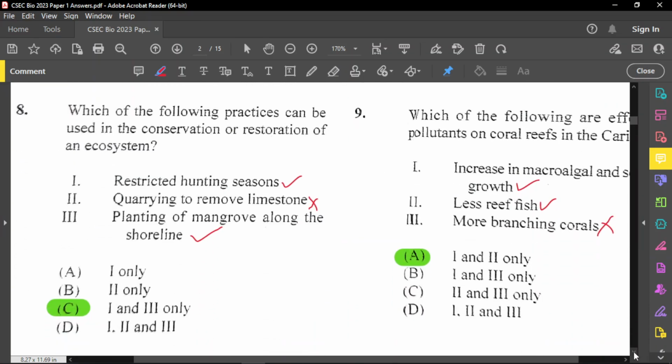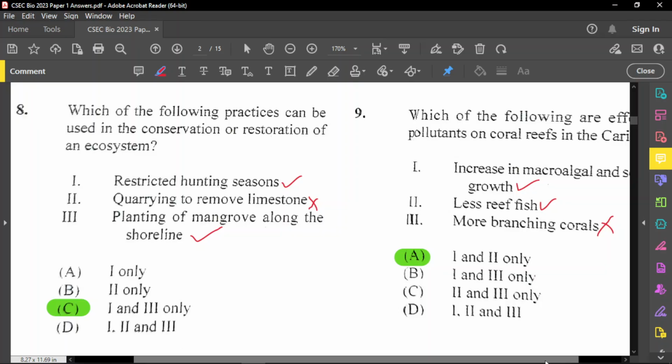Question number 8, it said, which of the following practices can be used in the conservation and restoration of an ecosystem? And so restrict hunting is a very good one. Quarrying to remove limestone, bad thing to do. Planting of mangrove along the shoreline, definitely. So 1 and 3, they are the correct options.